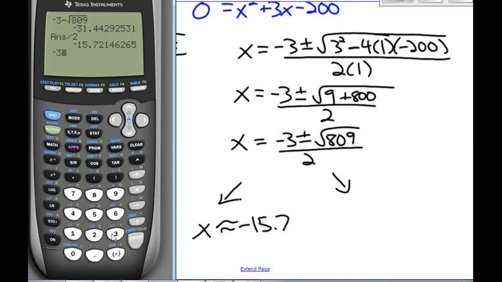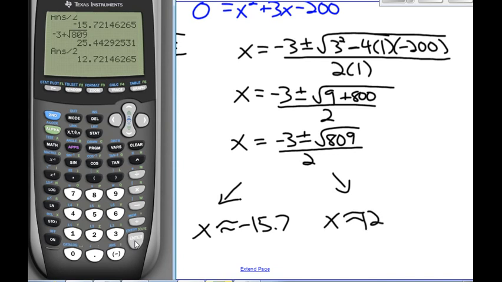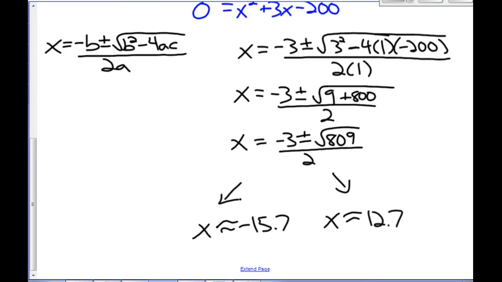Okay, I'll try the other one with the plus. Negative 3 plus the square root of 809 is 25.44. Divide that by 2. That's the other possibility, 12.72. So roughly 12.7. Okay, those are the decimal versions of that exact solution.